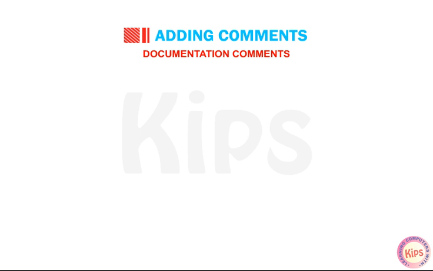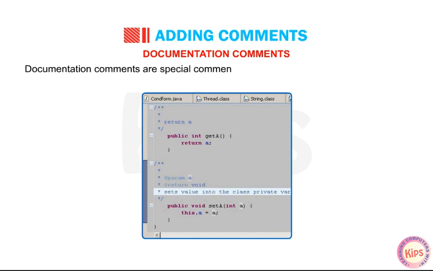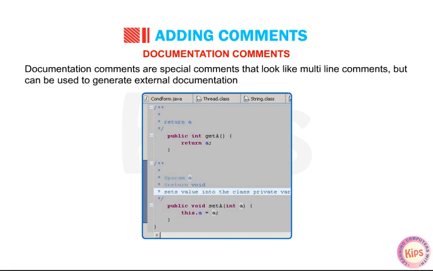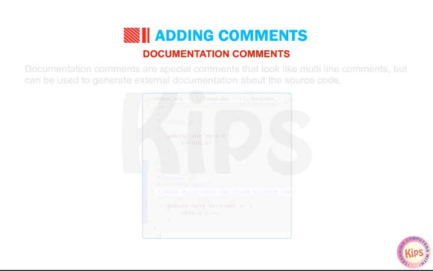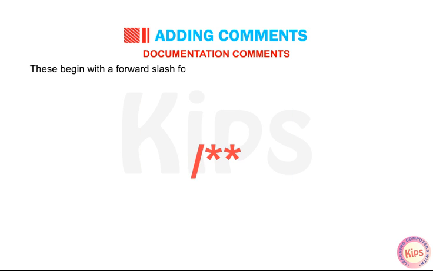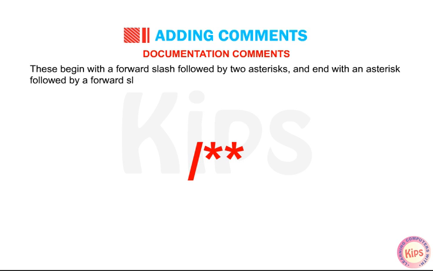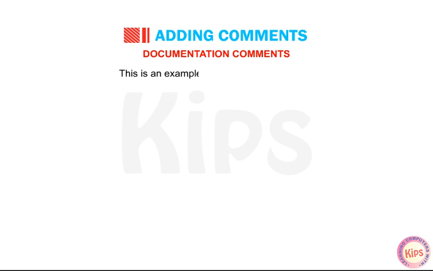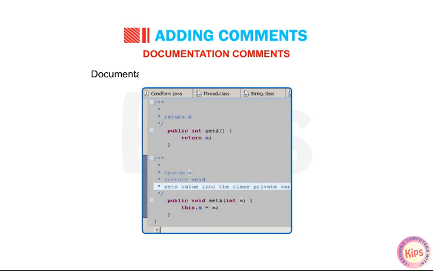Documentation comments. Documentation comments are special comments that look like multi-line comments but can be used to generate external documentation about the source code. These begin with a / followed by 2 asterisks and end with an asterisk followed by a /. /** This is an example of a document comment. */ Documentation comment is also known as doc comment. It is generated automatically through the Javadoc tool.